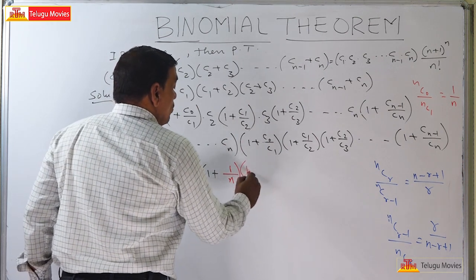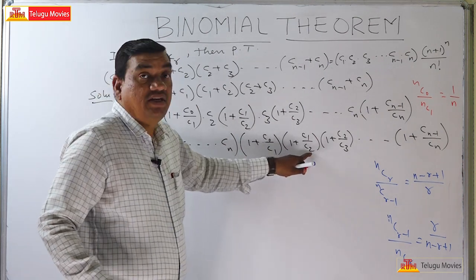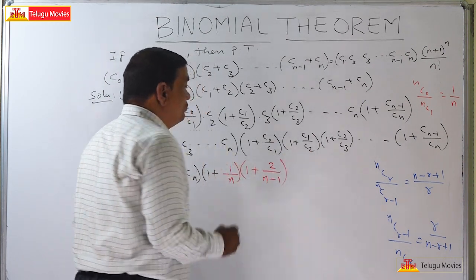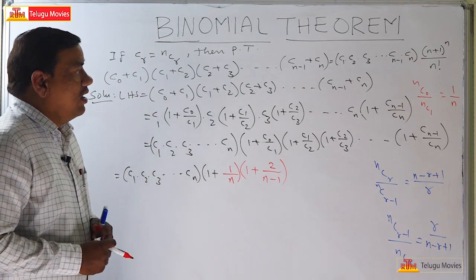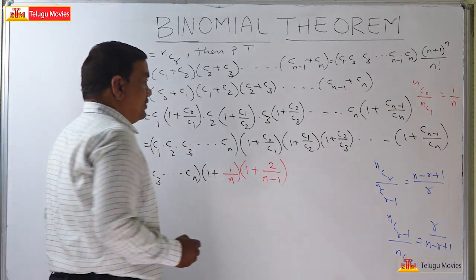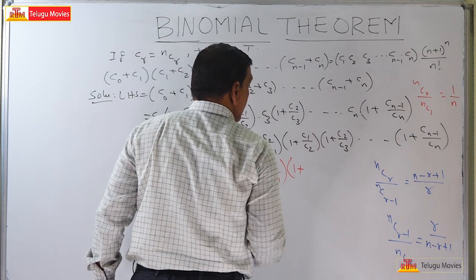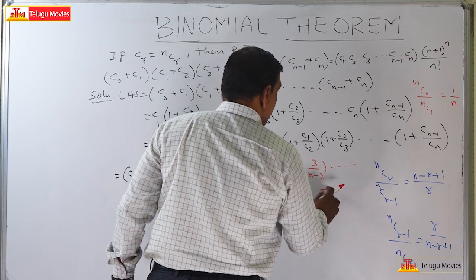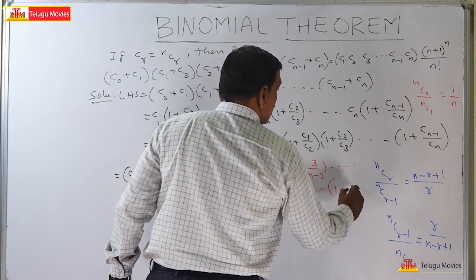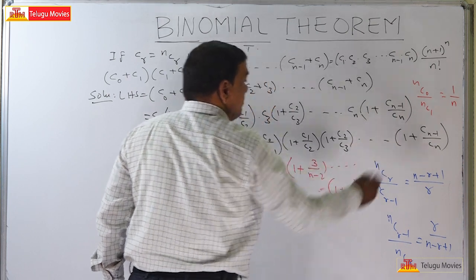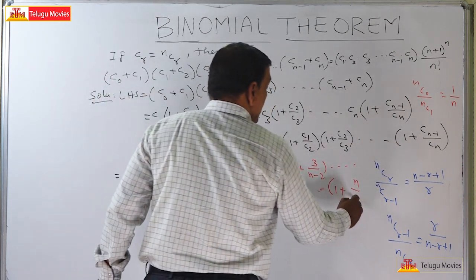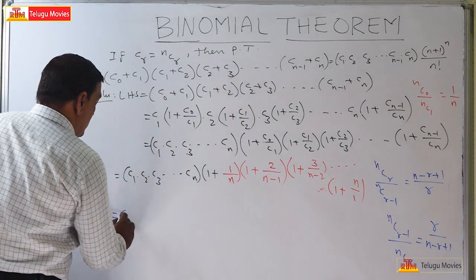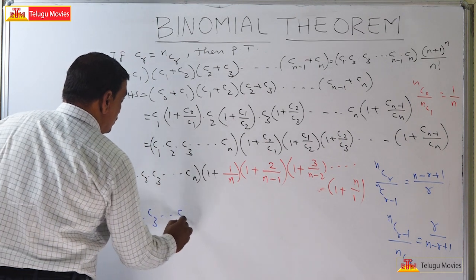N into 1 plus, here whatever may be, 2 will come, so 2 by N minus 1, 2 by N minus 1. Understand this? N minus 0, N minus 1. So again this is plus 3 by N minus 2 plus so on. So this is equal to, so on 1 plus N by, so this is N minus of N minus 1, this is a 1 you will get. Okay now? Now you simplify that, you will get the answer. So almost you will get C1 into C2 into C3, so on Cn.